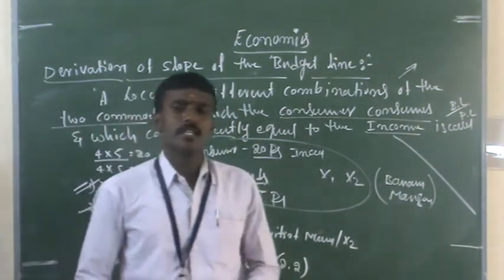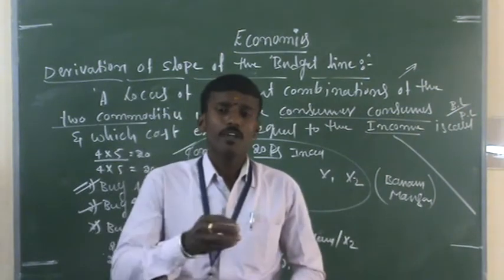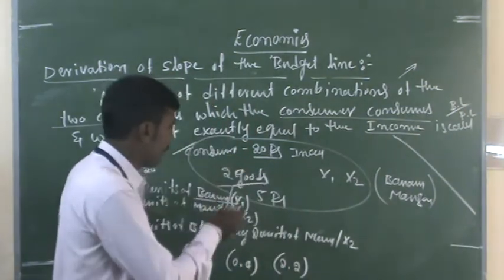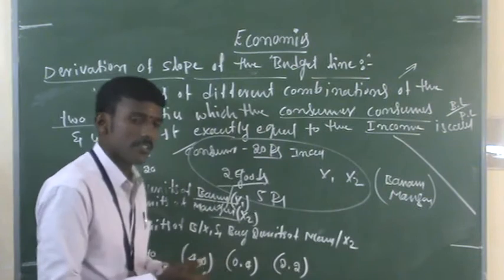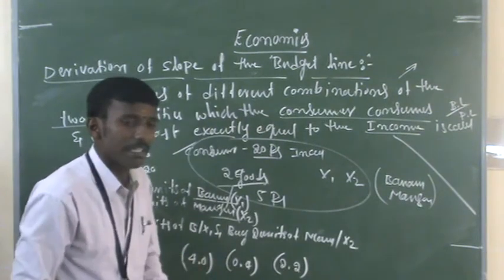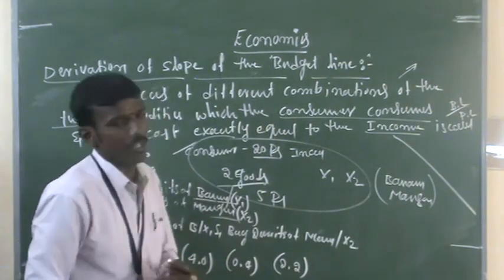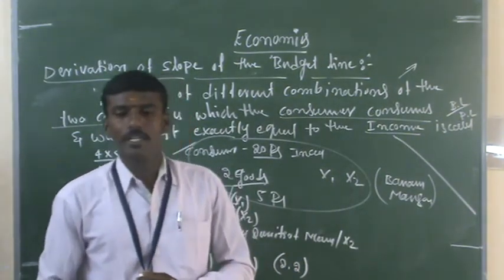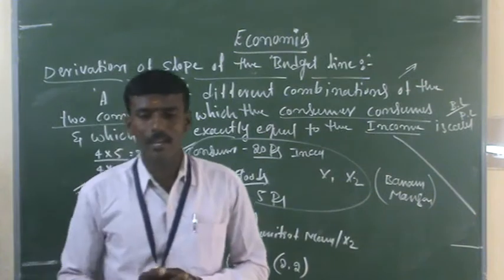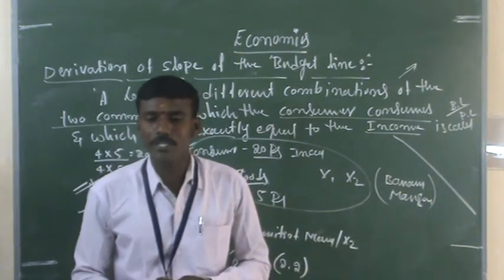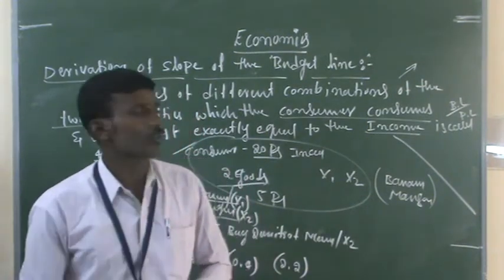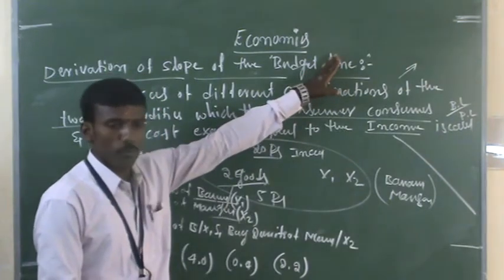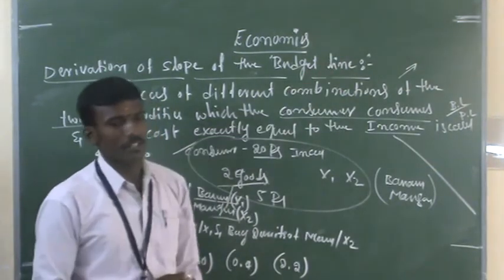See students, simply I told that when we are going to represent these, as all bundles or all sets, in a graph or diagram, or in other words diagrammatically, then we will get a downward sloping straight line. Now that downward sloping straight line is known as or called, you know, the slope of the budget line, or a budget line.